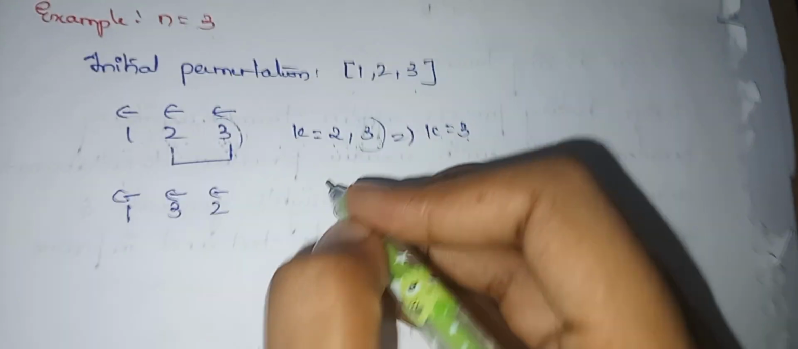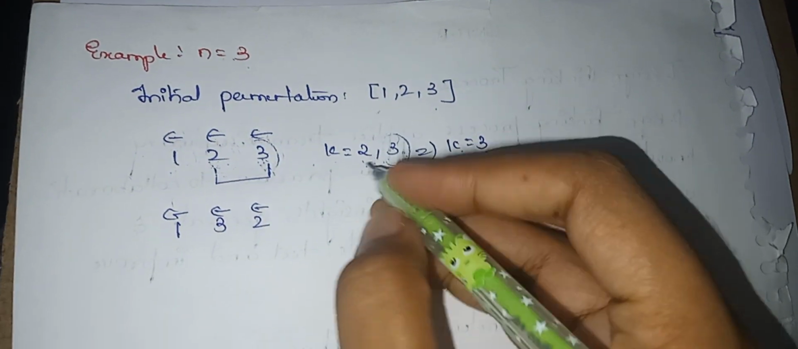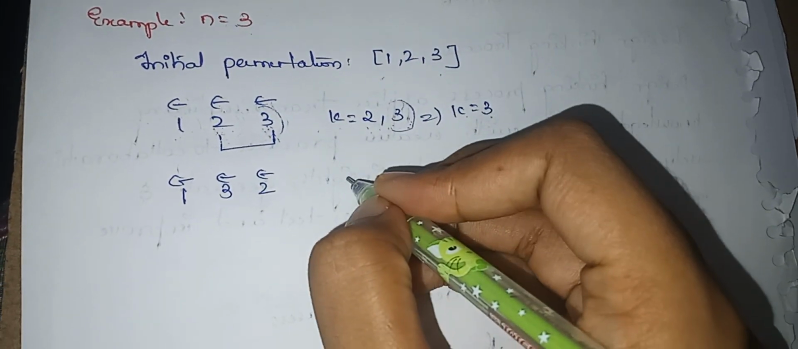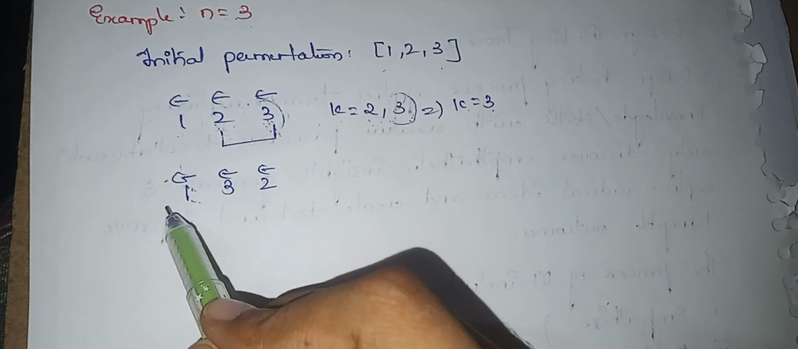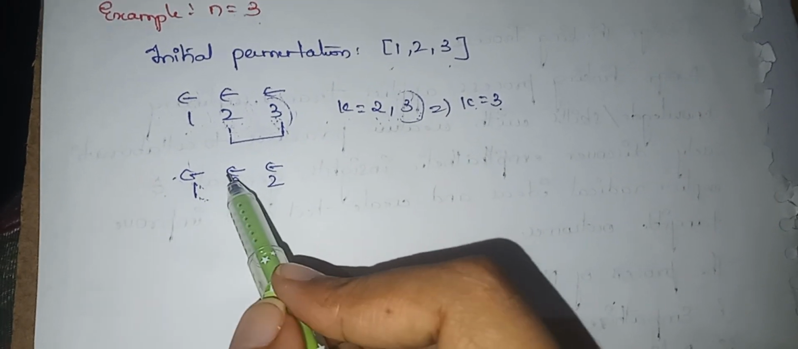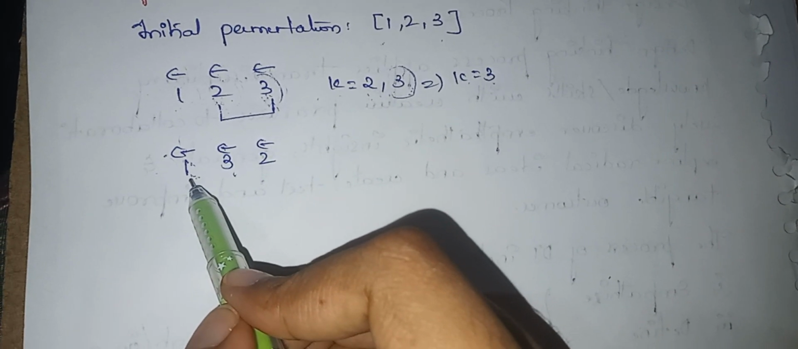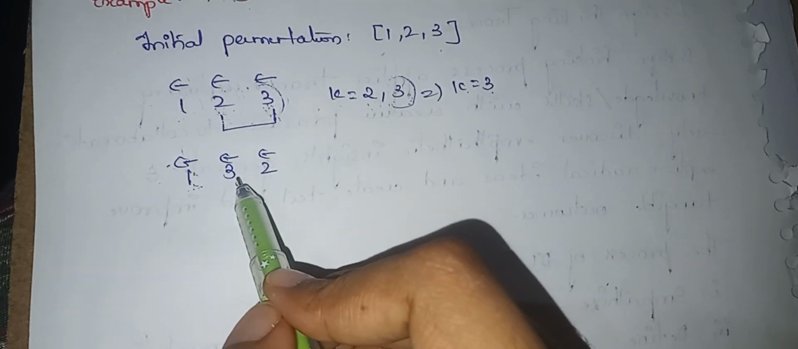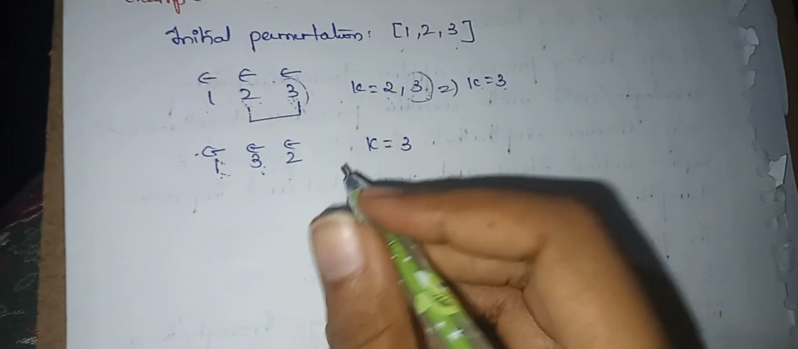Now for this new permutation, again I have to start with the same steps. I have to identify the mobile element again. So consider 1 first. In the pointing direction of 1 there is no element present, therefore I can skip to the next element, which is 3. In the pointing direction of 3 there is the element 1. So 1 is smaller than 3, so obviously I can write k is equal to 3.